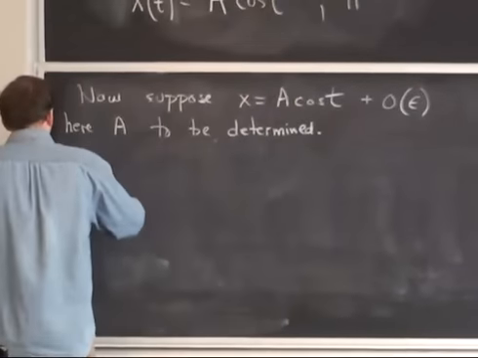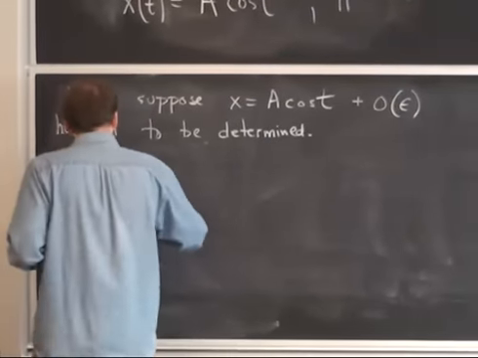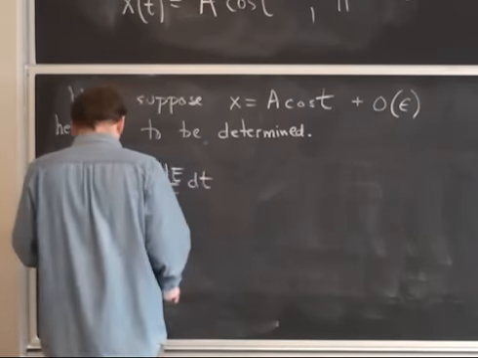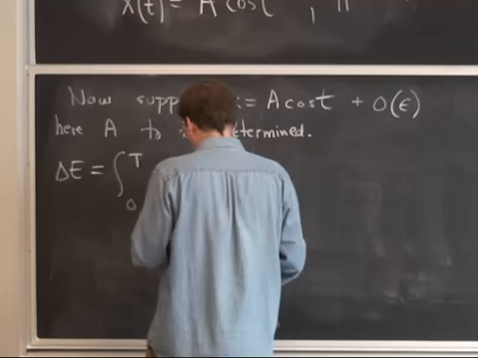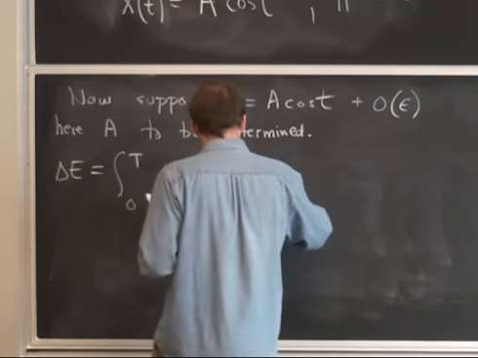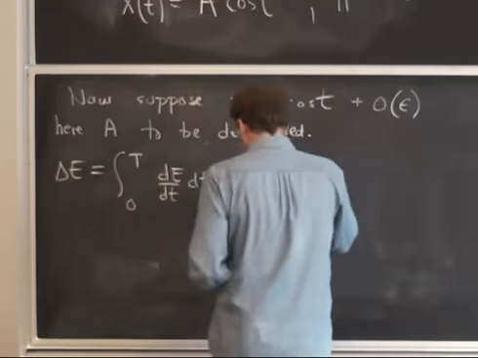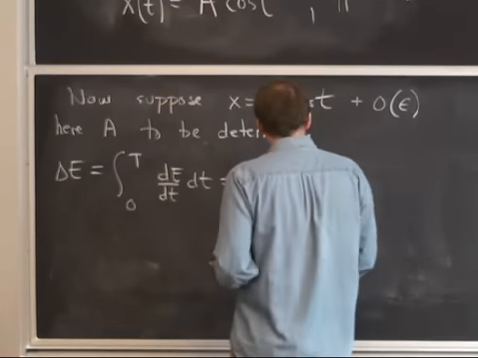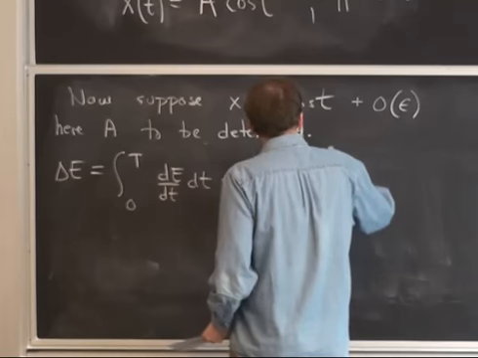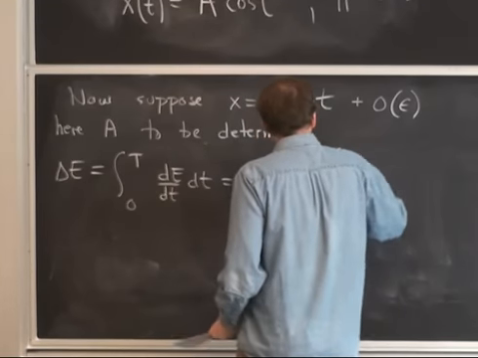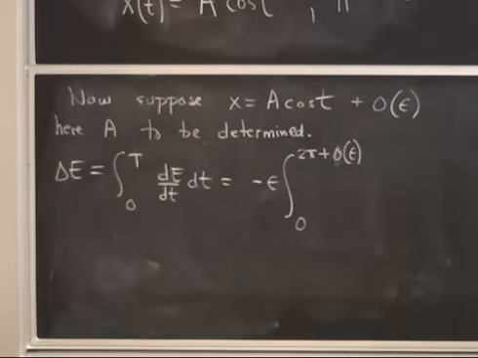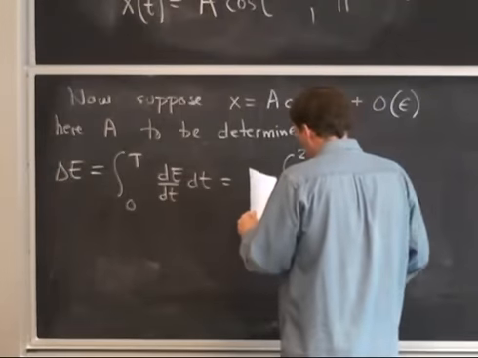So let's look. The change in energy over one cycle is the integral from 0 to T of dE/dt dt, which is minus epsilon. Well, now I'm plugging in for dE/dt from my expression over there. I get minus epsilon integral from 0 to, here I should really write the period, we think it is 2 pi plus some order epsilon correction that we don't know yet what it is. And then we write the expression for dE/dt.